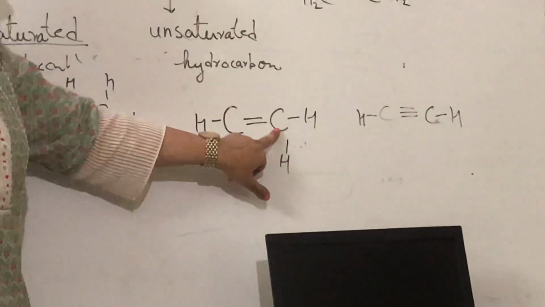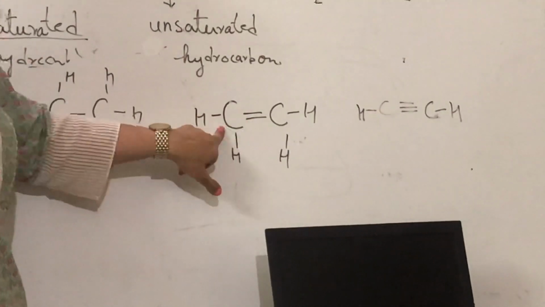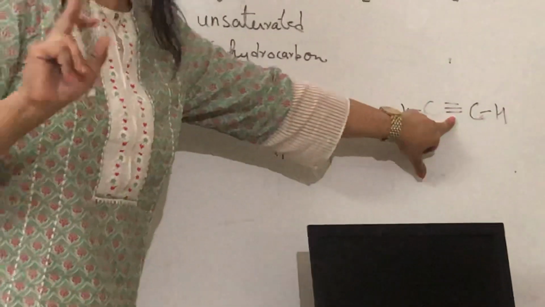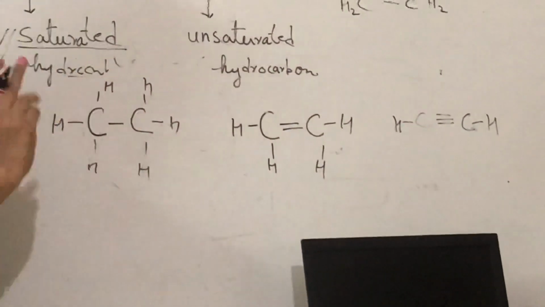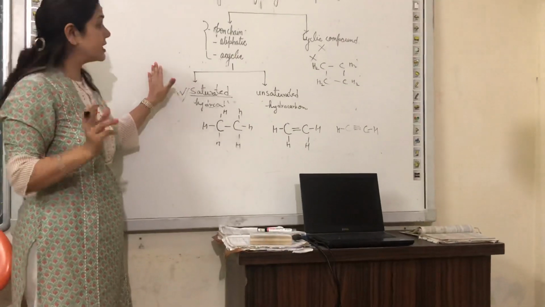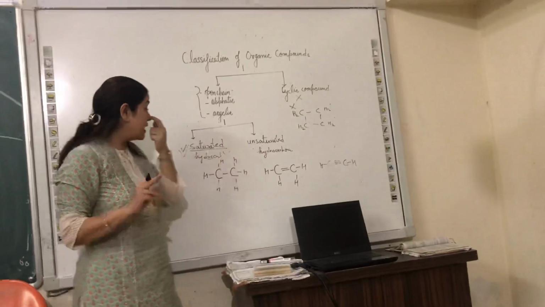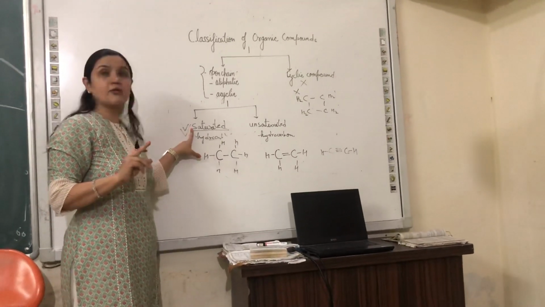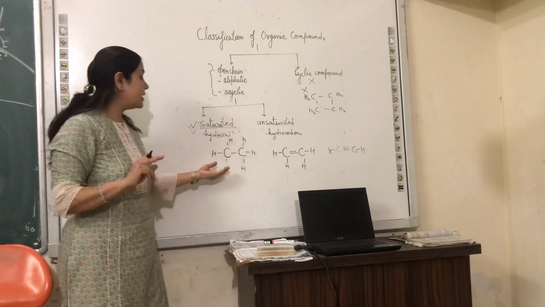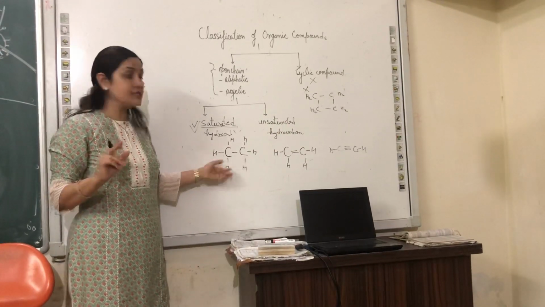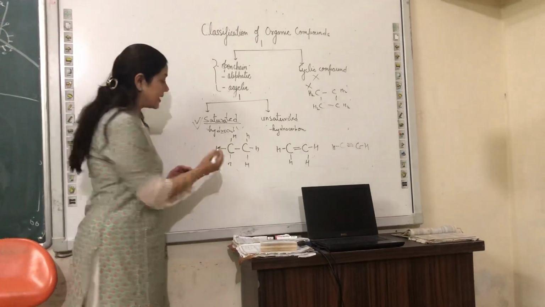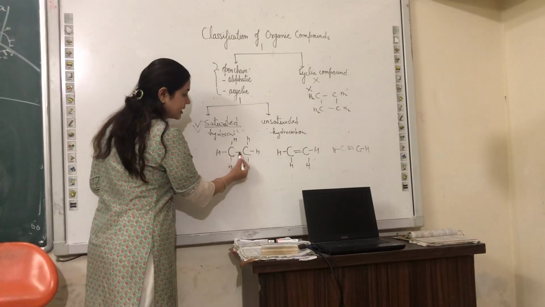One option is a carbon-carbon double bond, and the other is a triple bond in between the carbons, but not a single bond. So, to come to the point, there are 2 types of acyclic compounds: first, the saturated hydrocarbons, and the other, the unsaturated hydrocarbons. Saturated hydrocarbons are those hydrocarbons where all 4 valencies of carbon are satisfied by single bonds only. You can see the single bonds.